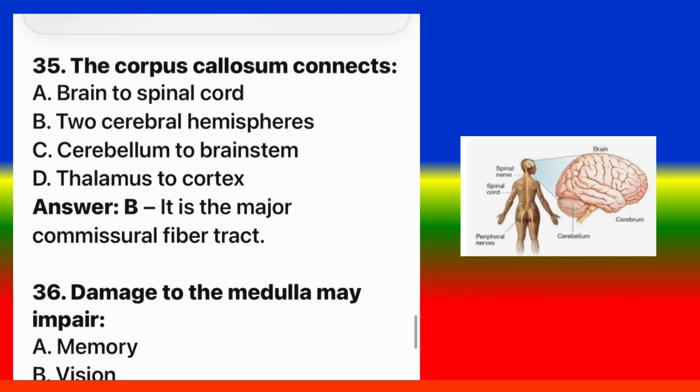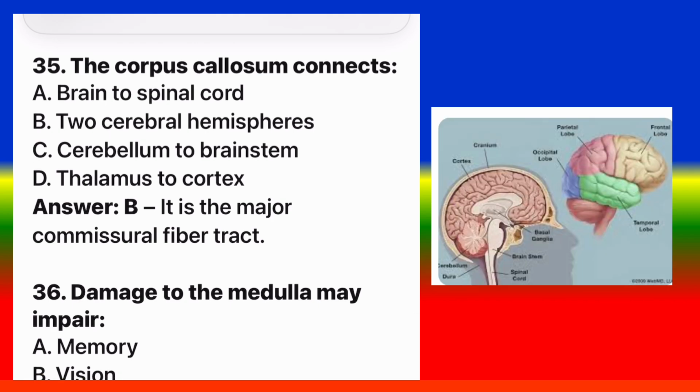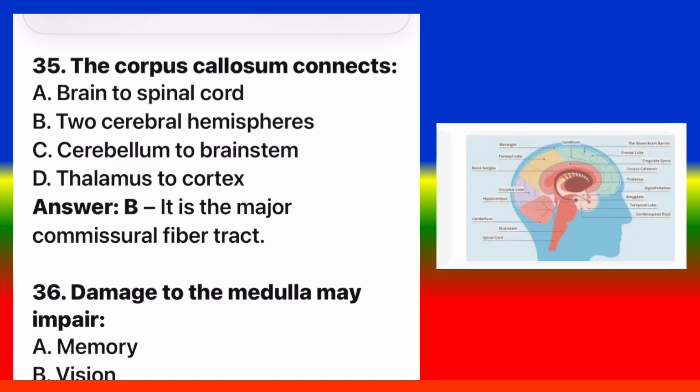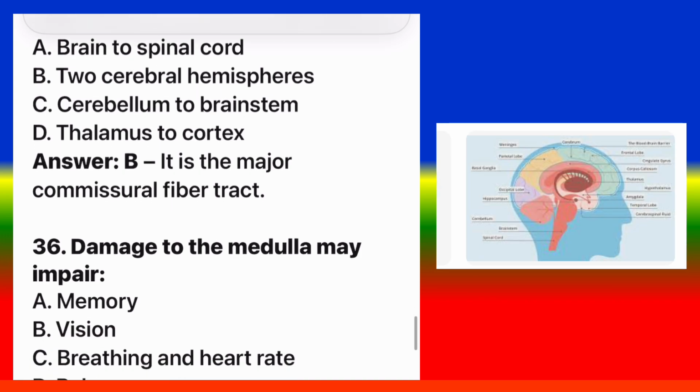35. The corpus callosum connects A. Brain to spinal cord, B. Two cerebral hemispheres, C. Cerebellum to brainstem, D. Thalamus to cortex. Answer B. It is the major commissural fiber tract.